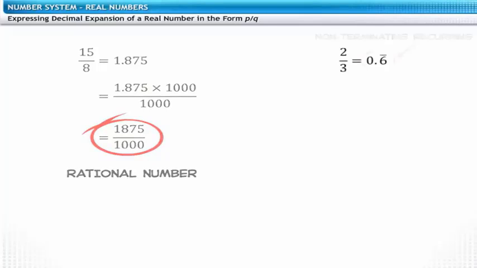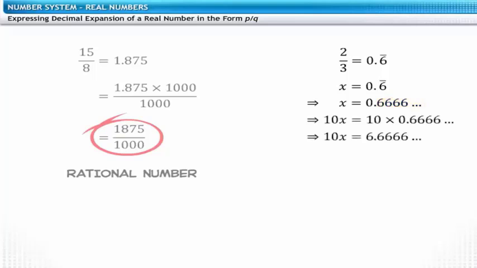Now, we'll consider the non-terminating recurring decimal 0.6 bar. Consider a rational number x. The decimal expansion of x is 0.6 bar. This can also be expressed as 0.666 and so on. Here only one digit 6 is repeating itself. So we multiply the equation with 10.